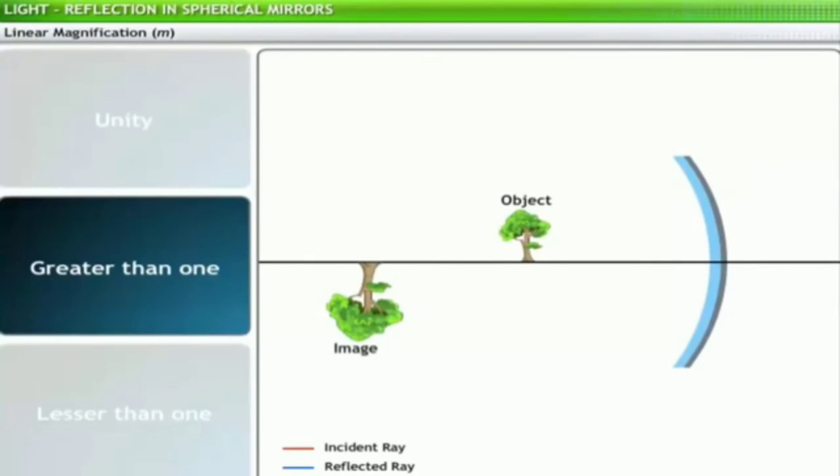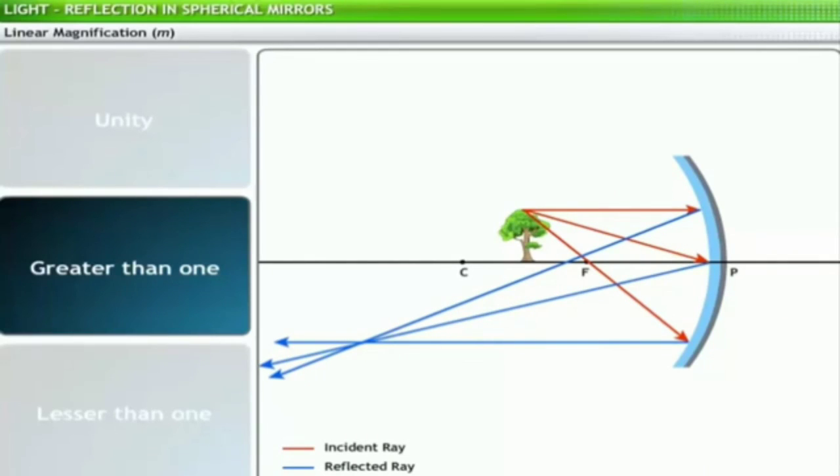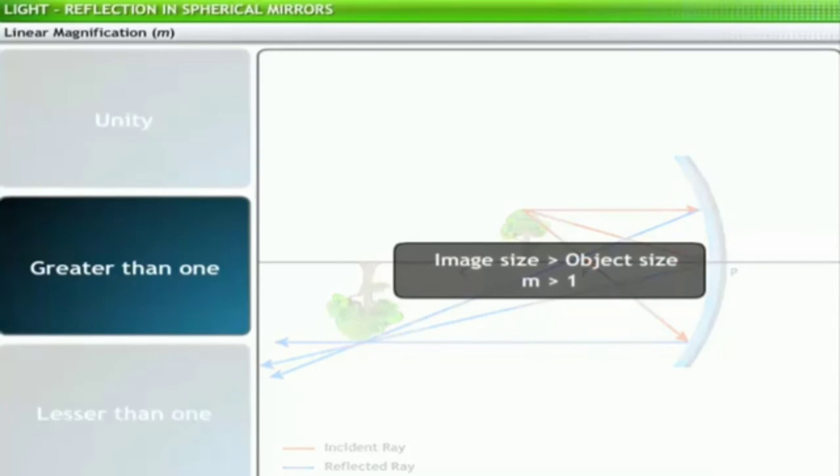Magnification is greater than 1 when the size of the image is greater than the size of the object. When the object lies between C and F of a concave mirror, the image formed is inverted, real and bigger in size compared to that of the object. In this case, the image is said to be magnified. Thus, magnification is greater than 1.